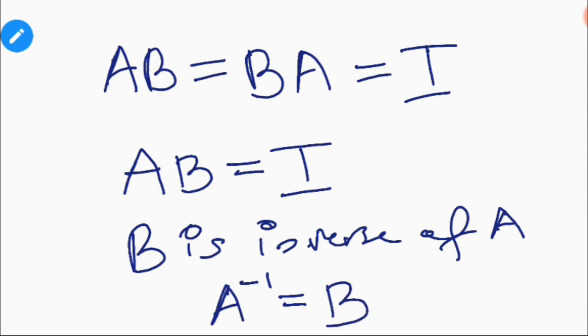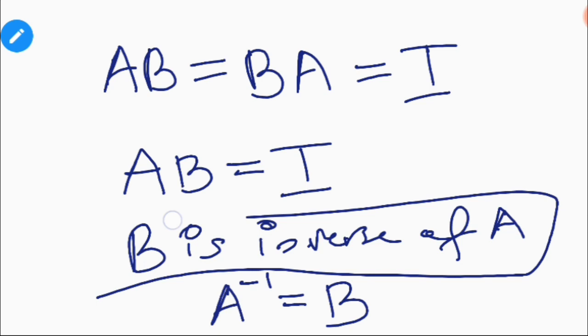If AB equal to I, we can say B is the inverse of A. Using notation, we can write A inverse equal to B, A raised to minus 1. It is read as A inverse. A inverse equal to B.